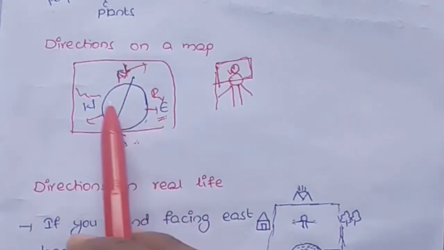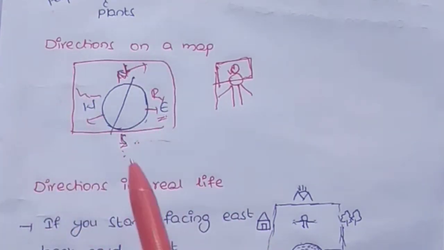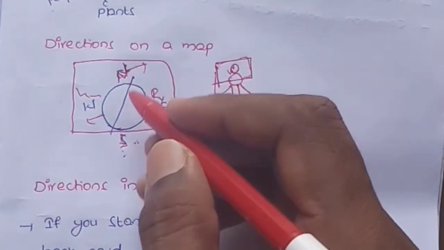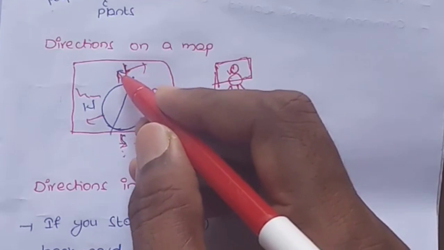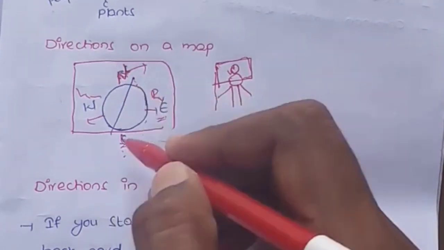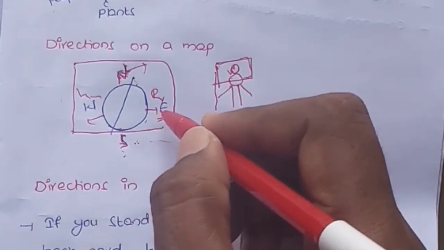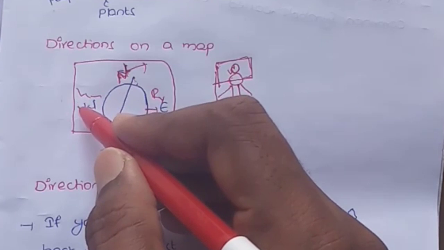Just imagine this is one paper. The square box is nothing but one paper, and we are drawing a globe picture here. On the top of the globe is the North Pole, and the bottom of the globe is the South Pole, and the right side is East and the left side is West.